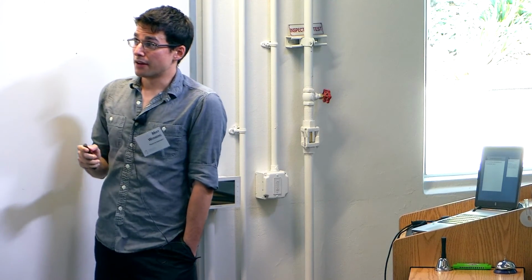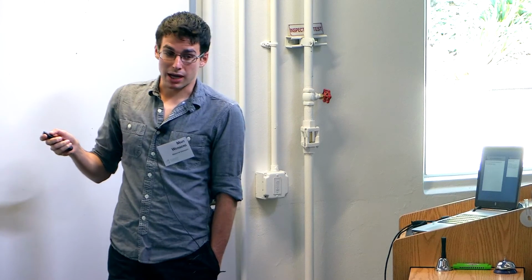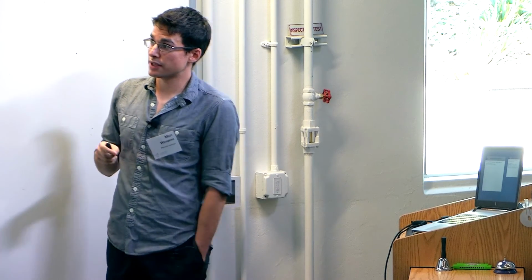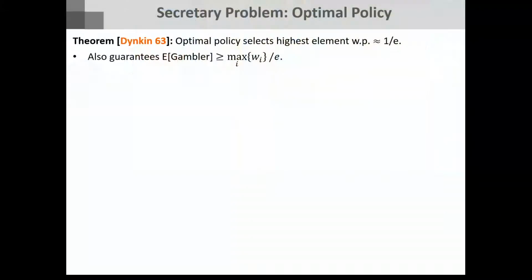Okay, good. So that's the optimal policy, and this is due to seminal work of Dynkin. I will also just point out that if instead your game is not to maximize the probability of selecting the heaviest element, and you want to maximize the expected weight of the element you get, then this is also at least the max weight element over e, right? Because you select the max weight element with probability 1 over e, and maybe you select something else the remainder of the time, and that gives you only additional.